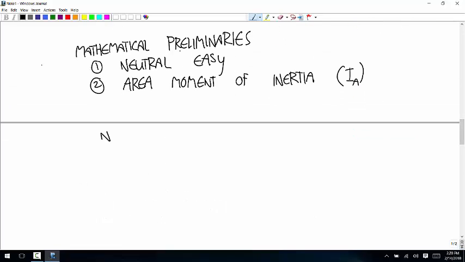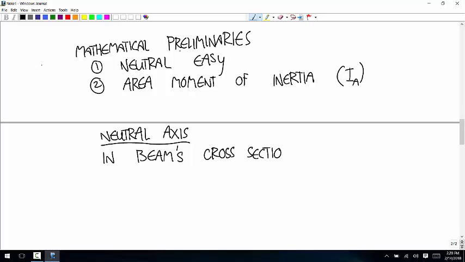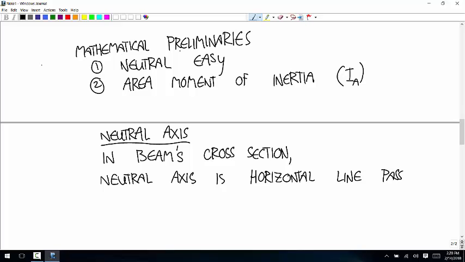Okay, so first, the neutral axis. In the beam's cross section, the neutral axis is a horizontal line passing through the cross-section centroid.